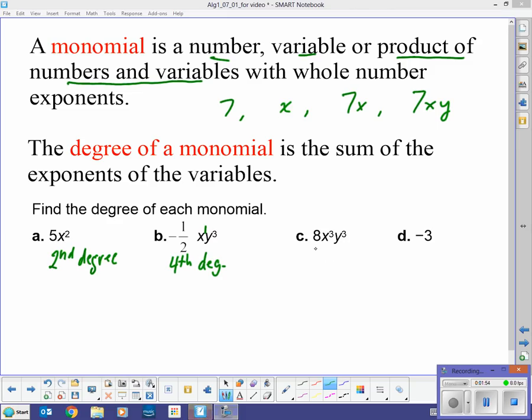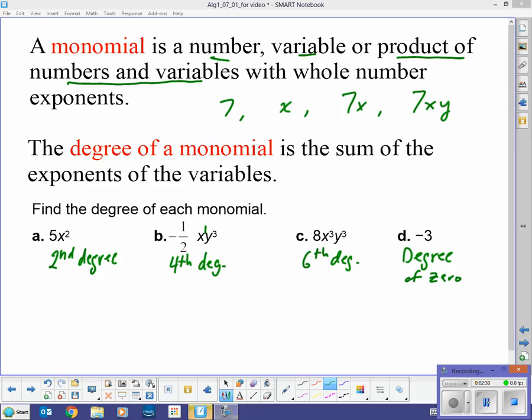For letter C, 8x cubed y cubed, two variables, x and y, two exponents, 3 and 3. So this will be a sixth degree. The last one is a constant. A constant, we say, has a degree of 0 because it has no variable. Okay, so if you need to pause this screen and get this into your notes, do that now. And when you're ready, go ahead and hit resume, and I'll join you on the next page.